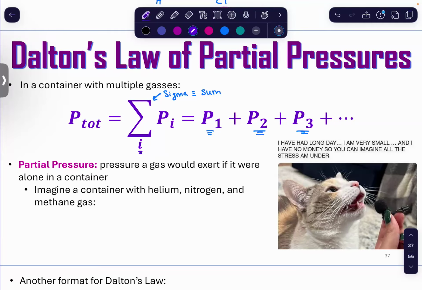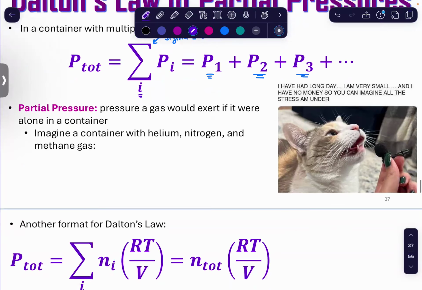So like the way we represent partial pressures, let's say we have a mixture of helium, nitrogen, and methane. So your P1, P2, P3, those would actually be represented by pressure of helium, pressure of nitrogen, pressure of methane. So when you see pressures like this, these are going to be your partial pressures.